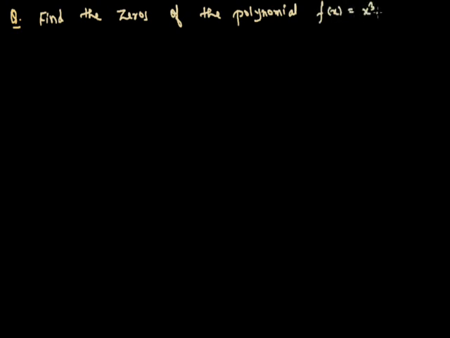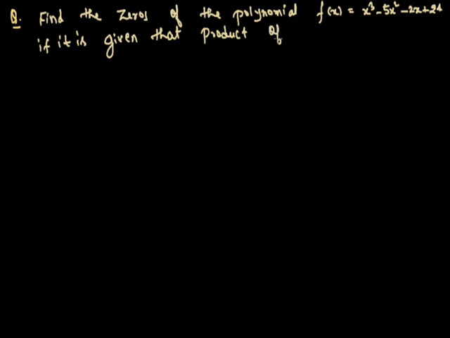Now next problem: find the zeros of the polynomial f(x) equal to x^3 - 5x^2 - 2x + 24, if it is given that the product of its two zeros is 12.